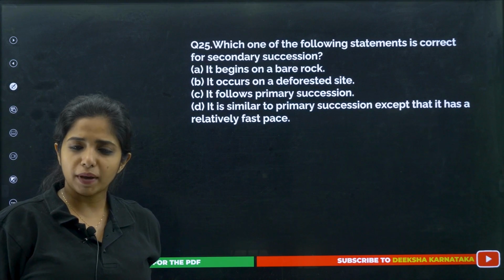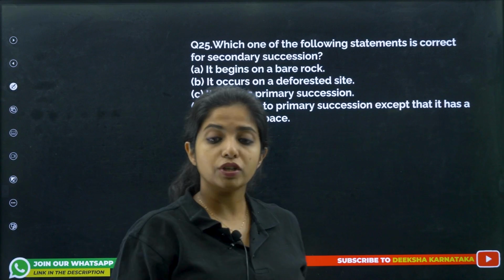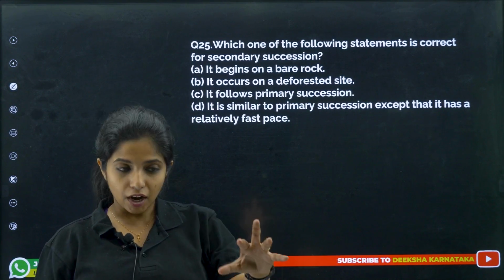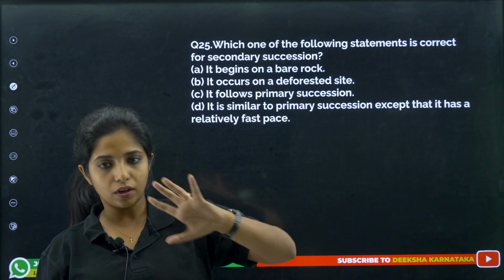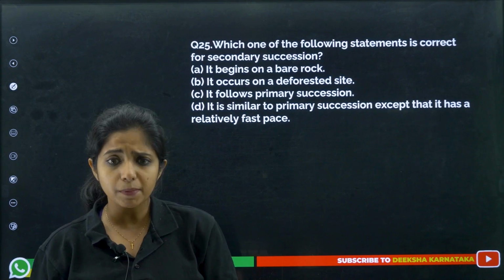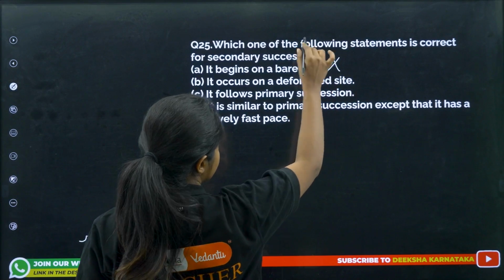It begins on a bare rock. Secondary succession, I told you already, area should be there on which the new organism should be coming in. So area should be there where organism used to live and now they are not. There only secondary succession happens, or else you call it primary succession. No. So it begins on a bare rock. No. Bare rock means you are talking about primary succession.